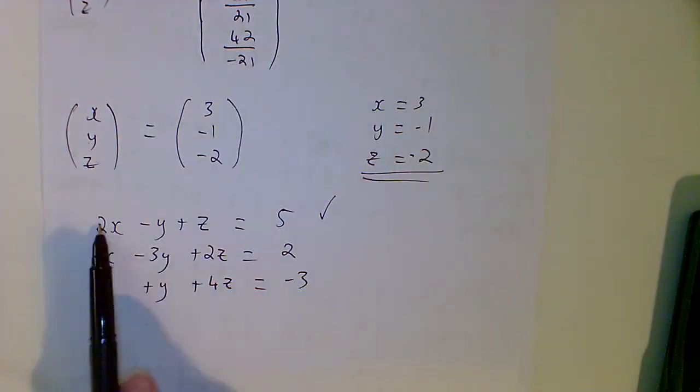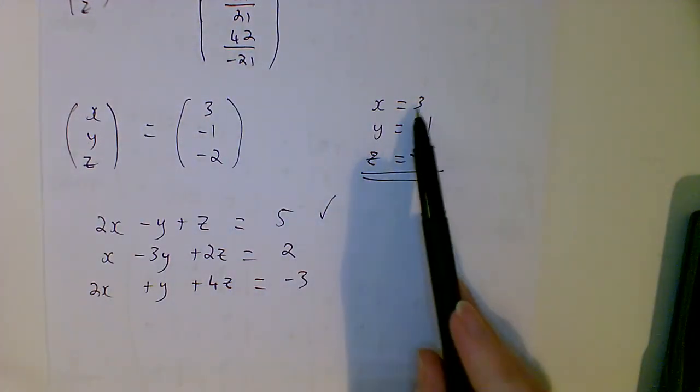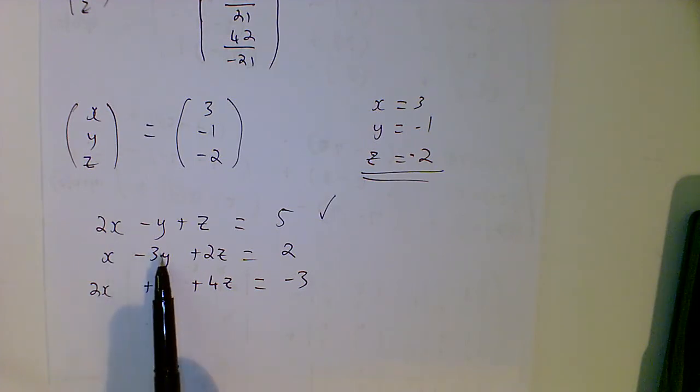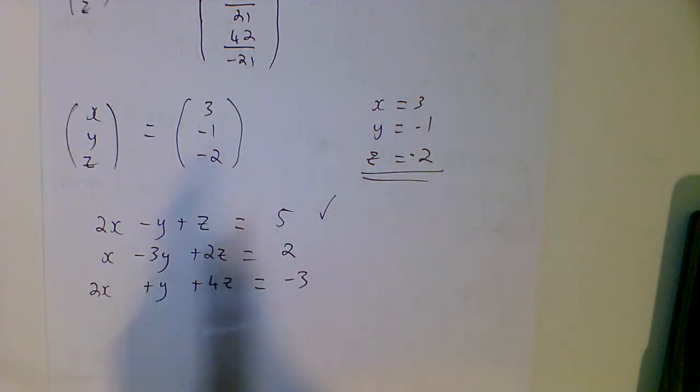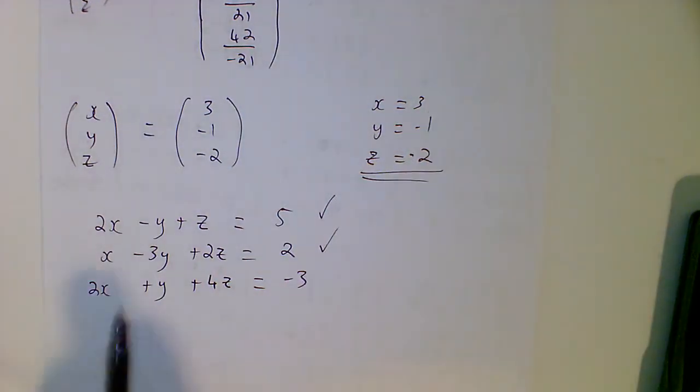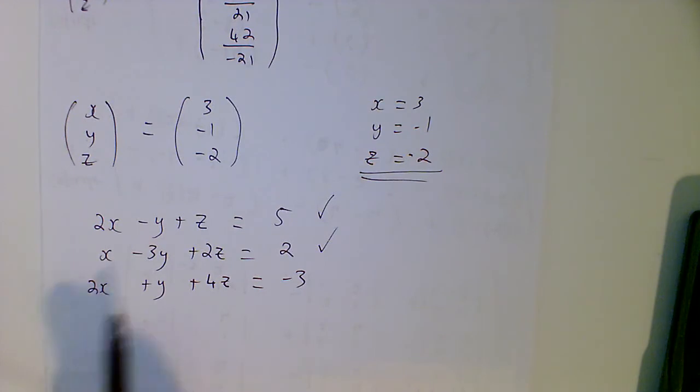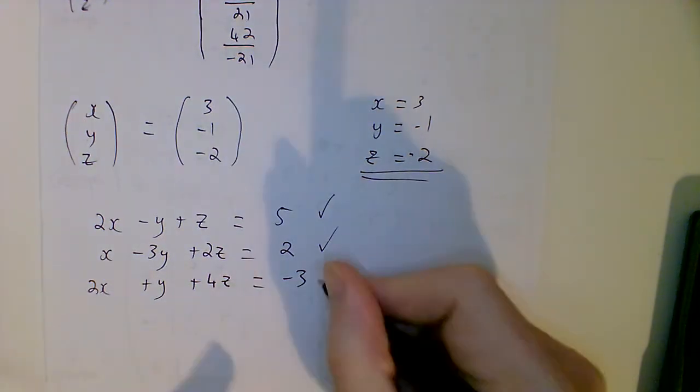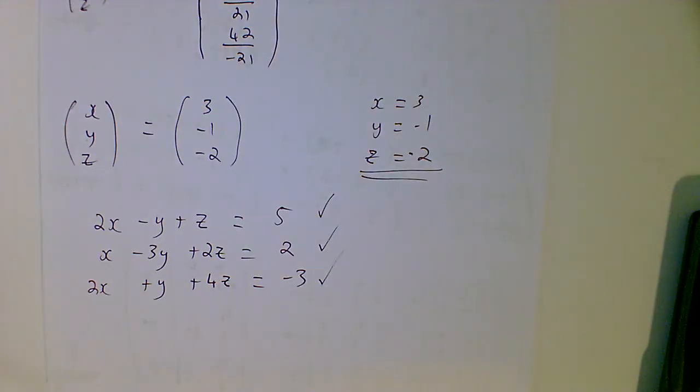Right, if I substitute those into that equation, I get 5. Let's try the next one. So 3 plus 3 is 6. Subtract 4 is 2, so that works as well. And then if I substitute them all into this one as well, that would be 6. Take away 1 is 5. Plus negative 8 is negative 3. So I have solved that system of simultaneous equations using inverse matrices.